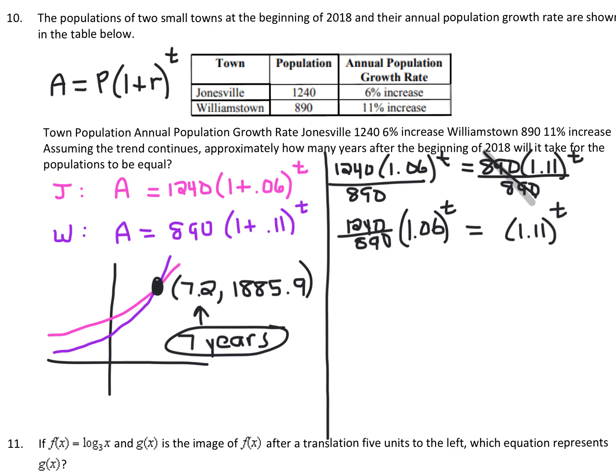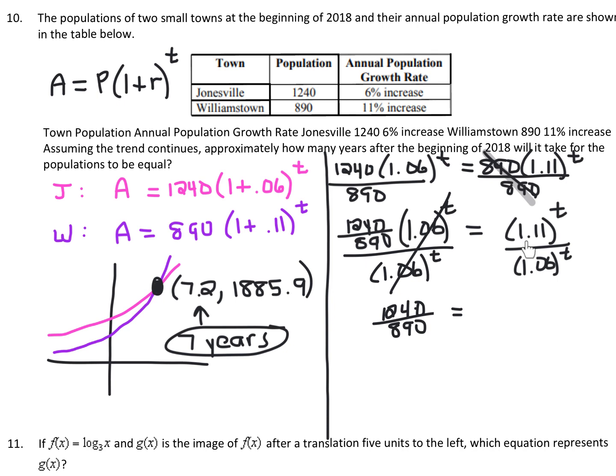Now, this is where this becomes a little tricky. See how they're both being raised to the t power? I'm actually going to get these on the same side of the equation. So I'm going to take this one, and I want to move it over here. What I'm going to do is divide both sides of the equation. And this is tricky. Honestly, the graphic way is much easier. I'm going to divide both sides of the equation by 1.06 to the t power. That way, on the left, those cancel, leaving me with 1,240 over 890. And I know that simplifies, but I'm just going to leave it equals.